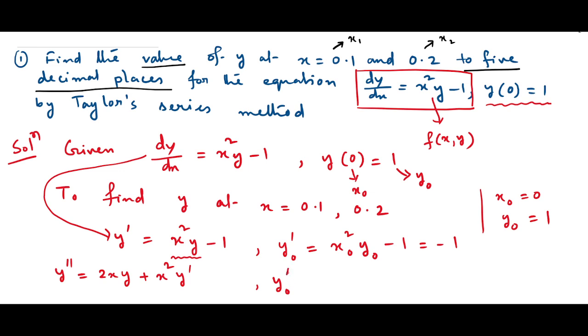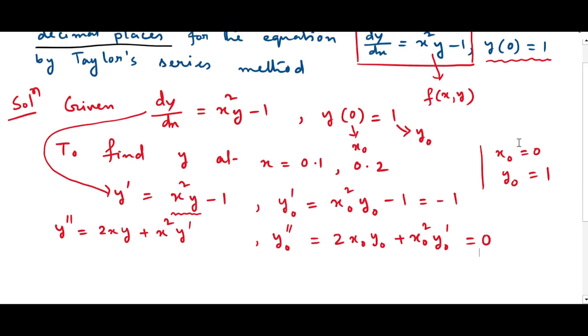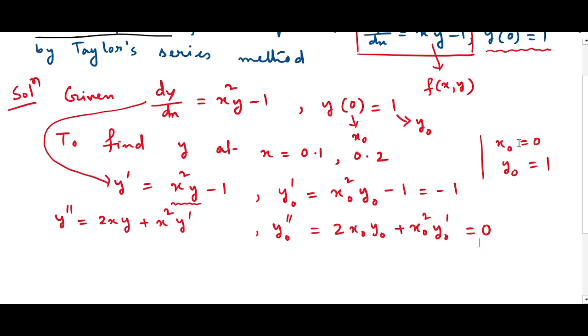So now let us find y naught double dash. It will be 2 x naught y naught plus x naught square y naught dash. Now you see x naught is 0, and both terms involve x naught. So if we put x naught equals 0, it will become 0. So our y naught double dash is 0. Like this, maybe some derivatives will be 0. Now let us find y triple dash. Maybe it comes to your mind up to how much differentiation we have to find. It depends on the required order.